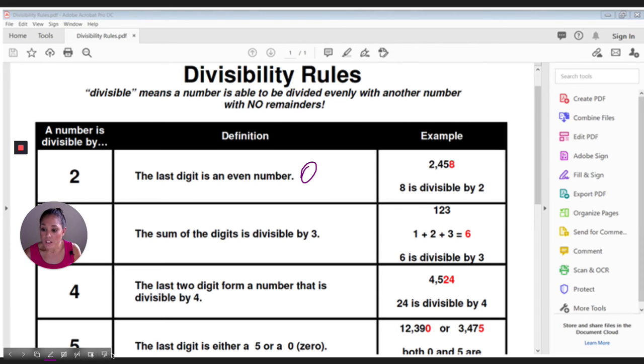A number is divisible by 5 if the last digit is a 5 or 0. Okay, so 12,390 is divisible by 5, or 3,475 is also divisible by 5.